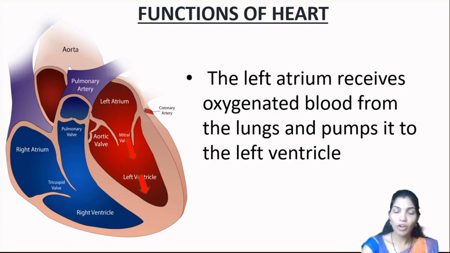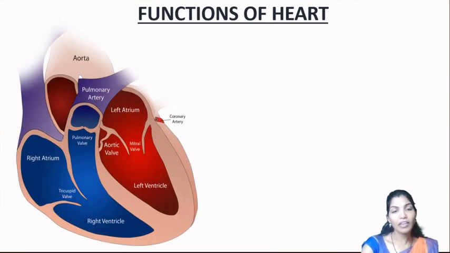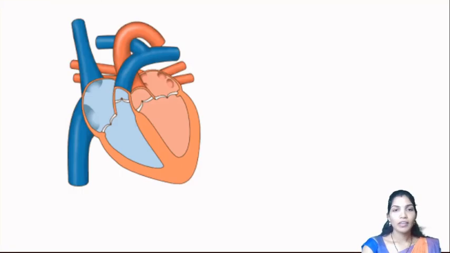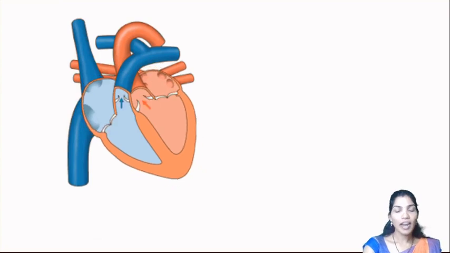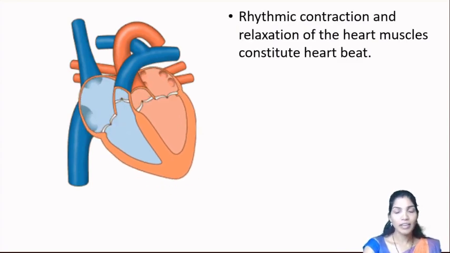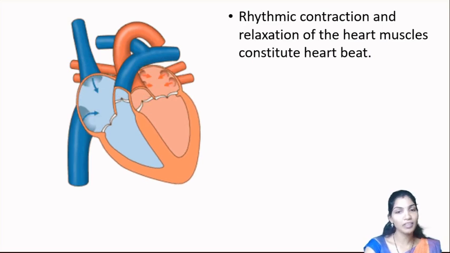When left atrium contracts, blood enters into left ventricle through the mitral valve or bicuspid valve. When left ventricle contracts, blood enters into aorta. Aorta is divided into numerous branches. These branches supply oxygenated blood to different parts of the body. This rhythmic contraction and relaxation of the heart muscles or chambers of the heart can be called as heartbeat. Adult man has an average of 72 beats per minute.